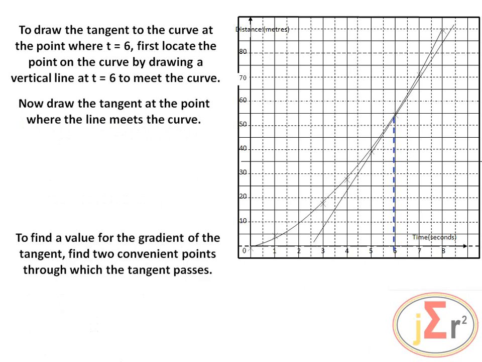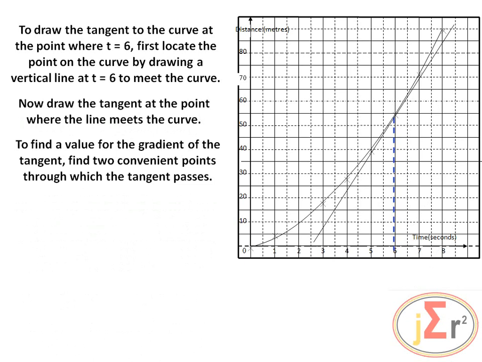That's it. To find a value for the gradient of the tangent, find two convenient points through which the tangent passes. Some students, when they encounter a problem like this, after drawing the tangent, they find two convenient points that are on the curve. Well, what would be the use of drawing the tangent if the points that you are going to use are on the curve instead of on the tangent? The two convenient points must be points on the tangent.